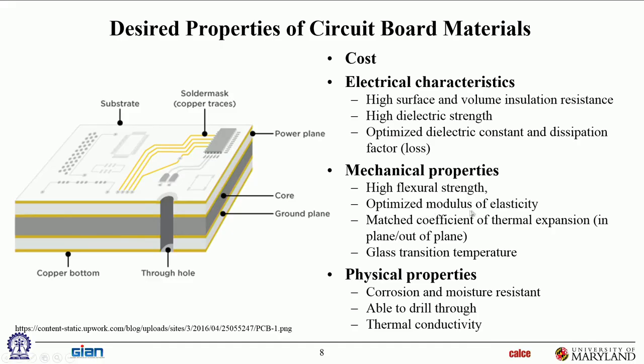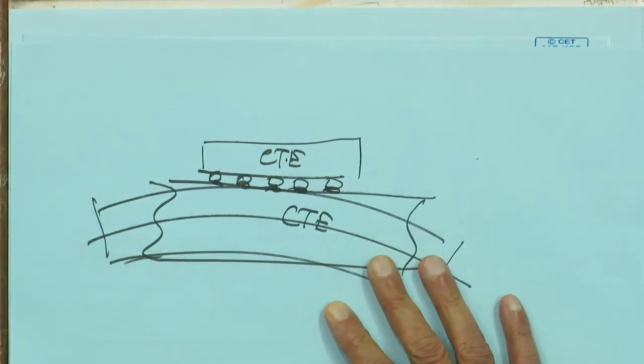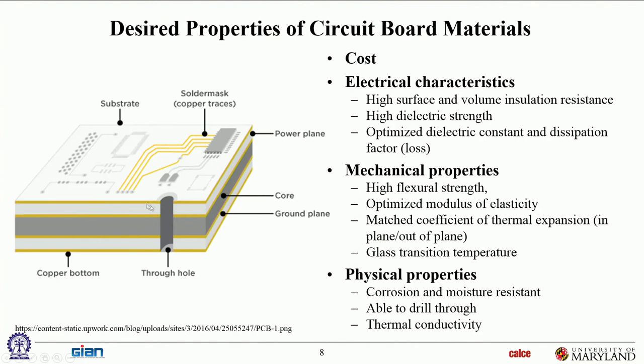Okay, modulus of elasticity. The flexural, the bending also is a function of the modulus of elasticity, but the modulus of elasticity plays many other roles. Both the in-plane modulus of elasticity and the out-of-plane modulus of elasticity are important. And as we'll see soon, these are highly anisotropic materials because they are composites. They are fabric-reinforced composites. So composites are not isotropic.